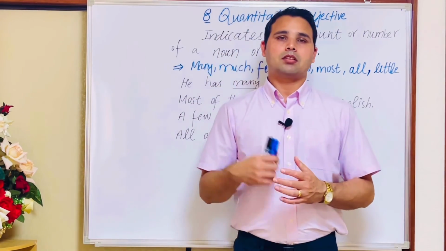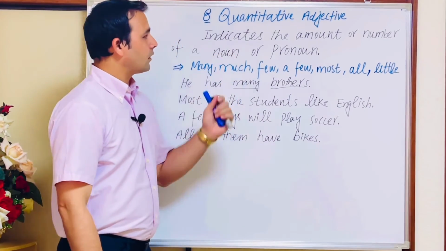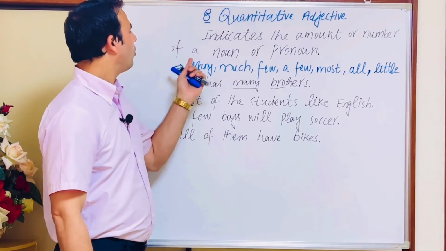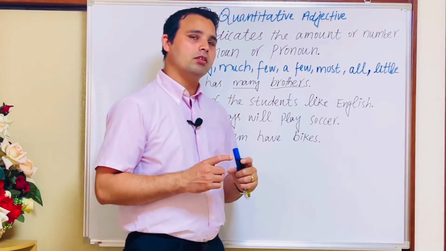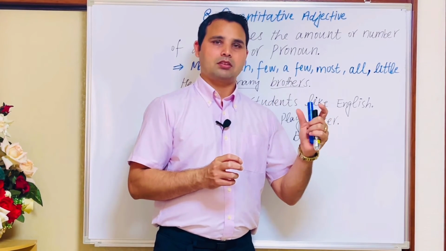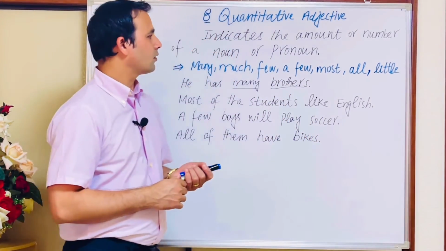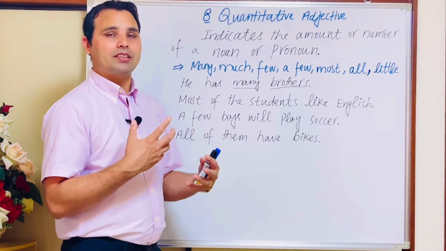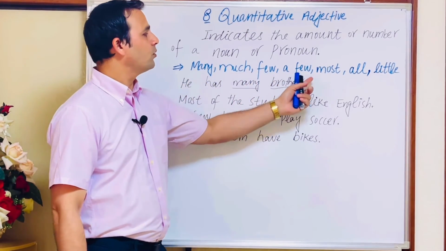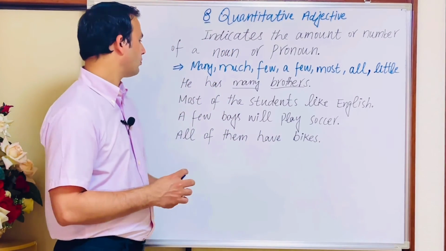And the last one is quantitative adjective. So let's see the definition of this adjective. It indicates the amount or number of a noun or pronoun. So you must remember that quantitative adjectives always indicate the number or the amount of a noun or a pronoun in the sentence. There are many quantitative adjectives. Some of them are many, much, few, a few, most, all, little, a little. So let's see the examples now.